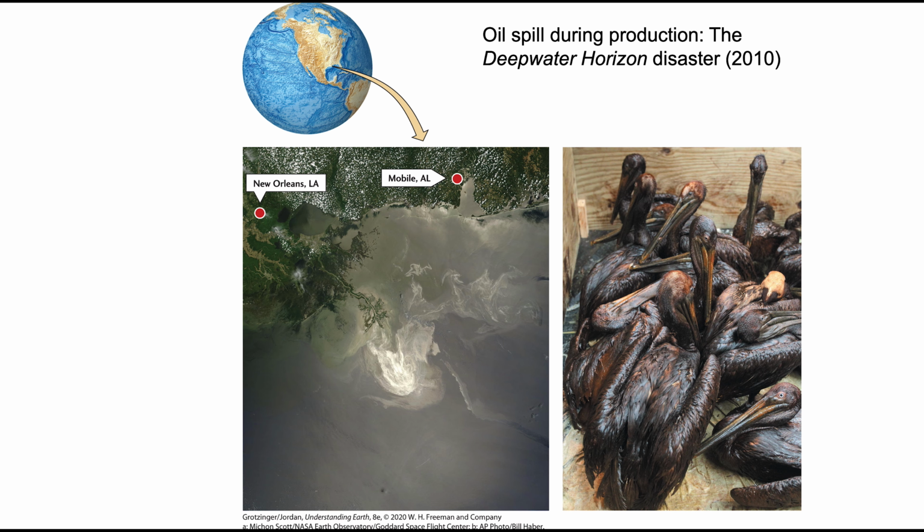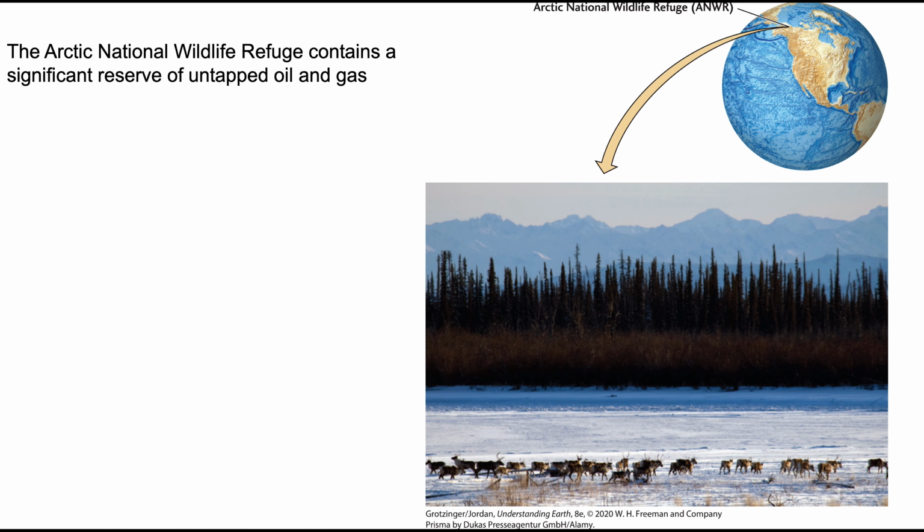The oil spill during the Deepwater Horizon disaster, 2010, was much more extensive, much more widespread, and you can see it in this image. Not a particularly clear image, but it's an image of the oil spill, and the typical result is the death of a large number of birds. These pelicans may or may not have been saved. I don't know. Further north, the Arctic National Wildlife Refuge contains a very large amount of oil and gas. It's ripe for the picking if you're willing to endanger the environment.